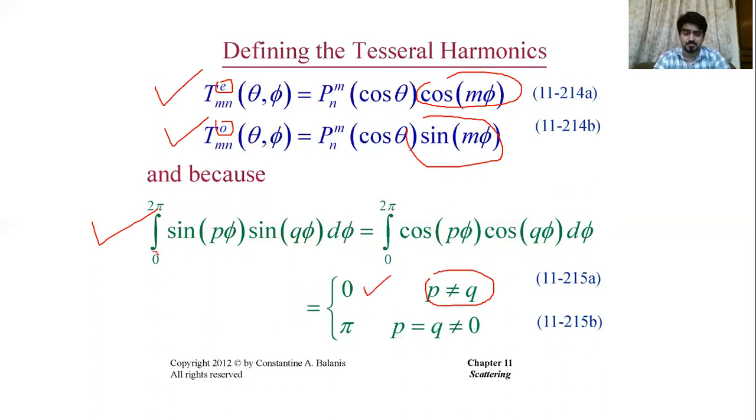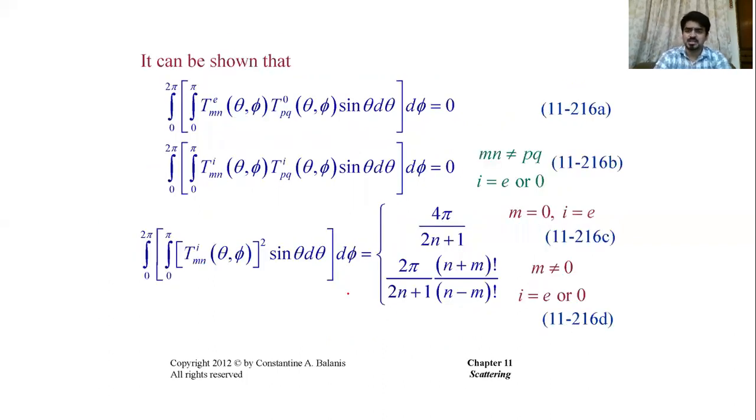And if we integrate from 0 to 2 pi, over an entire period, then it will be 0 if p and q are not equal. However, if p and q are equal and non-zero, then you will have a pi, a non-zero value. So again, they create a set of orthogonal functions. And using that orthogonality, we can show that even when mn is not equal to pq, these integrals are 0.